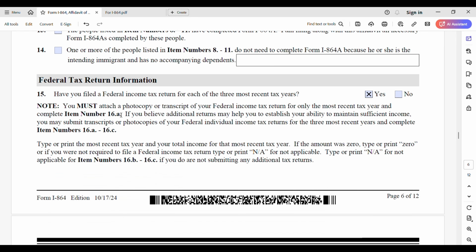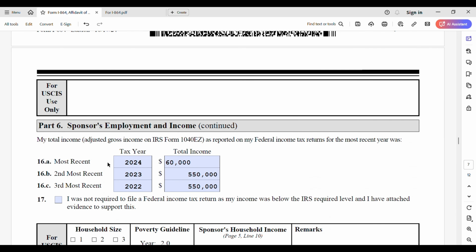You must attach a photocopy or transcript of your federal income tax return for only the most recent tax year and complete item number 16A. If you believe additional returns may help you establish your ability to maintain sufficient income, you might submit transcripts or photocopies of your federal individual income tax return for the 3 most recent years and complete items 16A to 16C. So, my total income, adjusted gross income on IRS Form 1040EZ as reported on my federal income tax return for the most recent year was 16A.